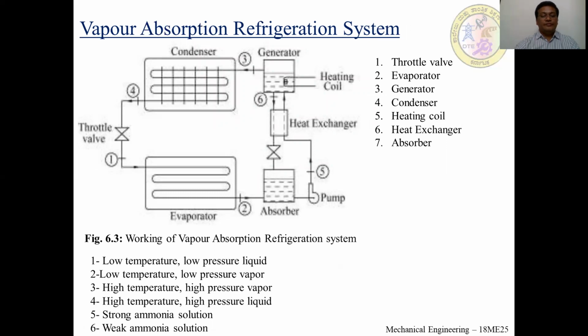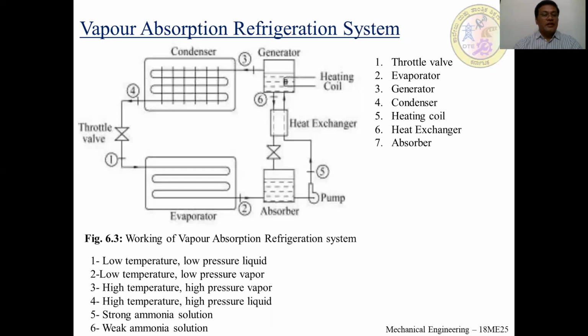And the second one is the vapor absorption system. Figure 6.3 shows the working of the vapor absorption refrigeration system. The important components are the evaporator, absorber, pump, heat exchanger, heating coil or generator, condenser, and throttle valve. So these are the important components of the vapor absorption refrigeration system. Here also we have different state points, and each state point defines the status or condition of the refrigerant with respect to each component.